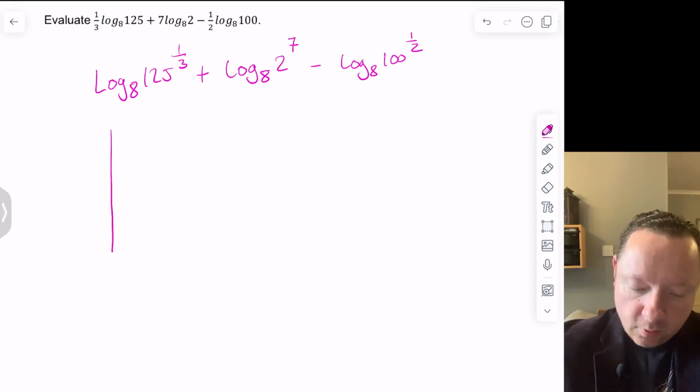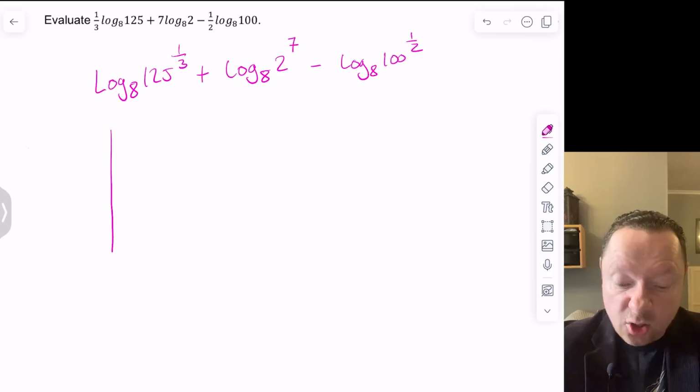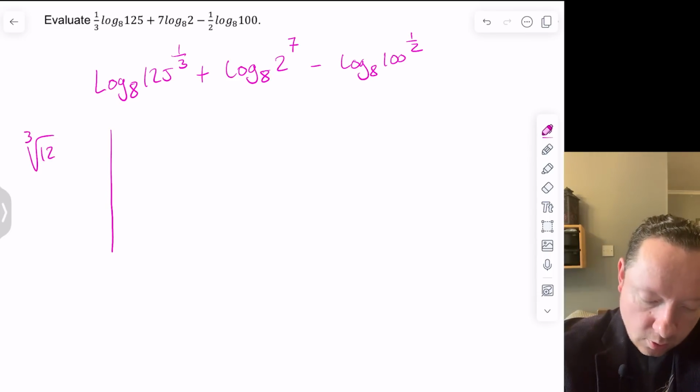So let's work out these powers. Remember, a power of a third is the cube root. So I want the cube root of 125, well 5 times 5 times 5, so that's 5. And then a half power means the square root of 100, which is 10.